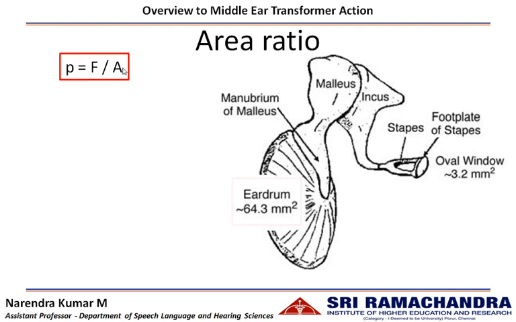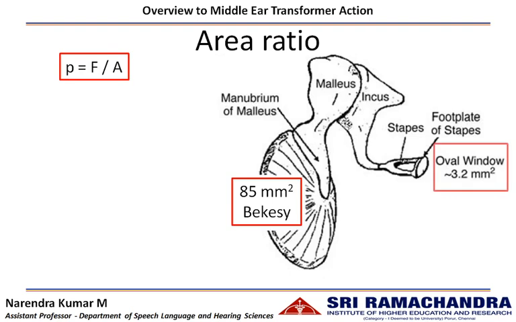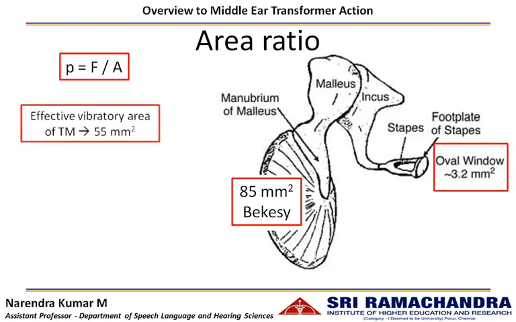The area of the tympanic membrane is 64.3 millimeters square, whereas Bekesy stated that it is around 85 millimeters square. But the area of the oval window is just 3.2 millimeters square. The effective vibratory area of the tympanic membrane is around 55 millimeters square. That is, this area corresponds to the pars tensa region.